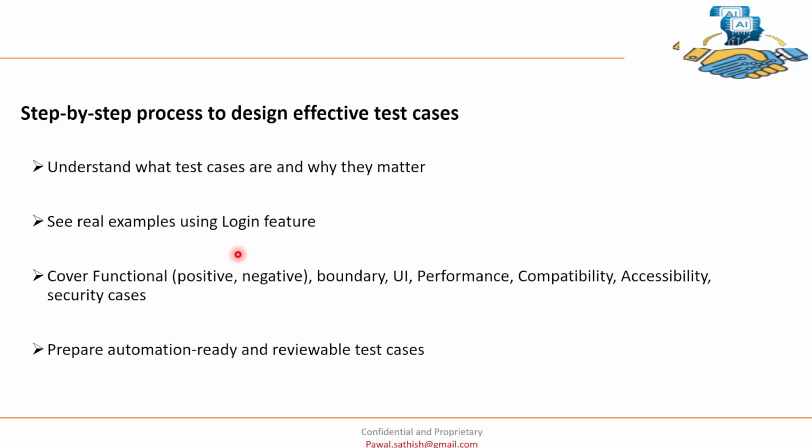For any scenario or requirement, we need to think from the functional perspective, considering both positive and negative cases, then boundary, usability, and performance test cases. We also need to consider compatibility, accessibility, and security cases. So when the product team gives any requirements, we need to consider all these perspectives of test cases. We'll also prepare automation-ready and reviewable test cases.